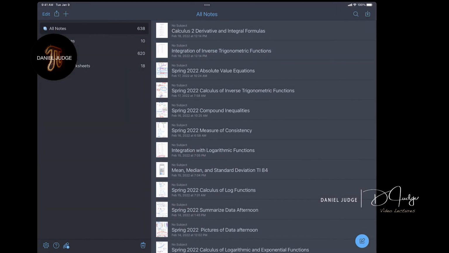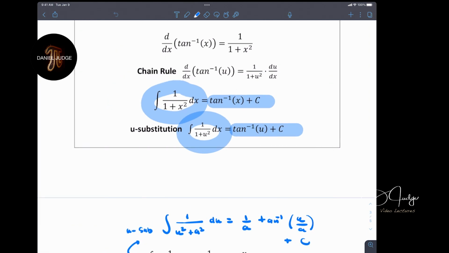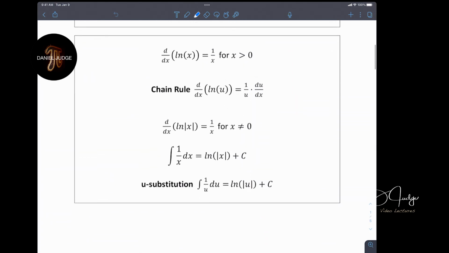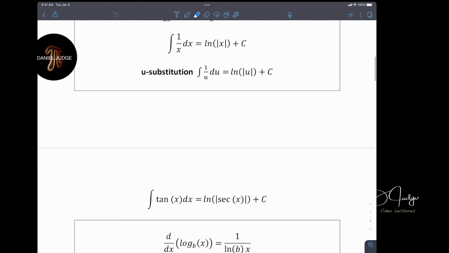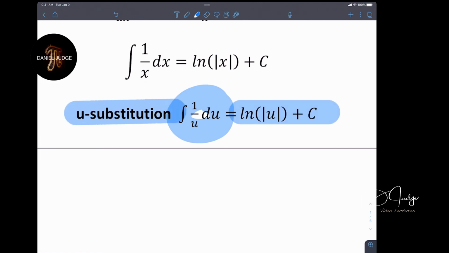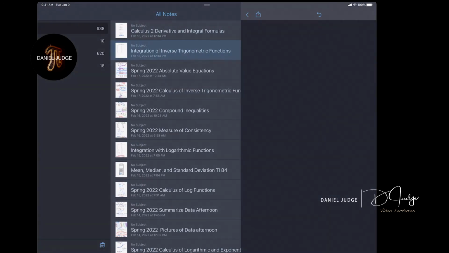So go back to the formula sheet here. And when I created this for you guys, you know, this is where it came from. If you guys remember, we derived this in class here. That the integral of 1 over u du is natural log absolute value u plus c. And that's the u version of the formula 1 over x dx being natural log absolute value of x plus c. So it's natural log absolute value u plus c.